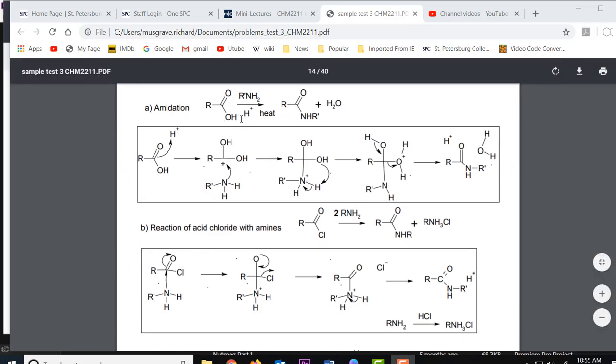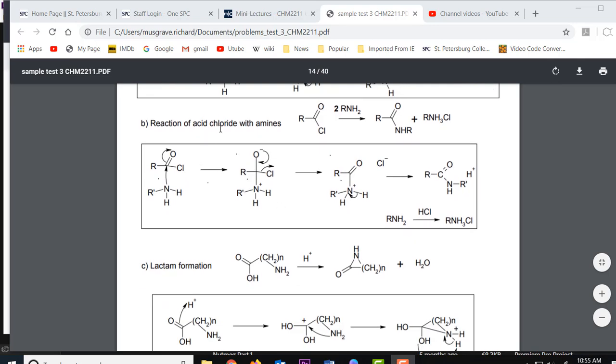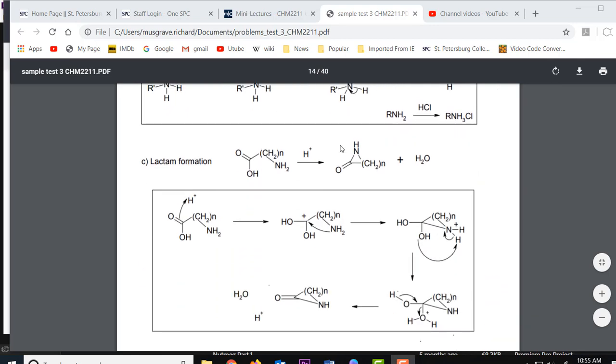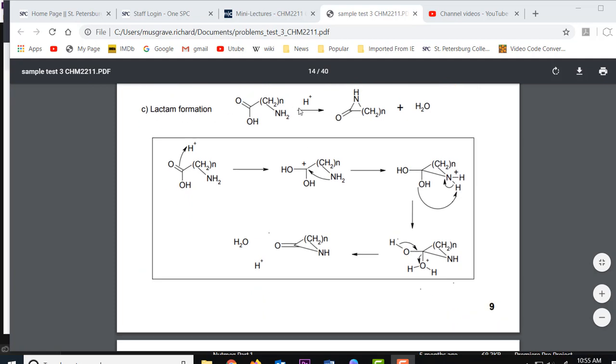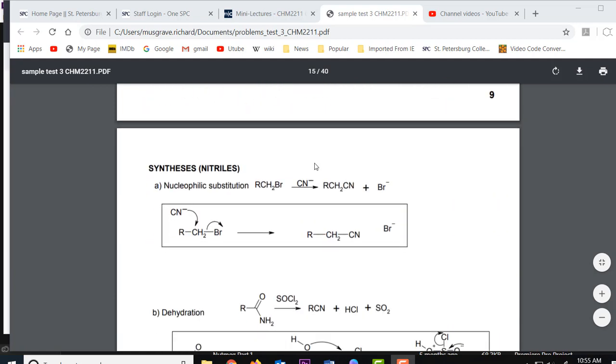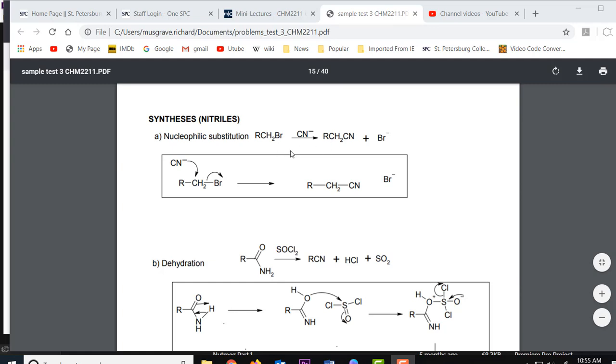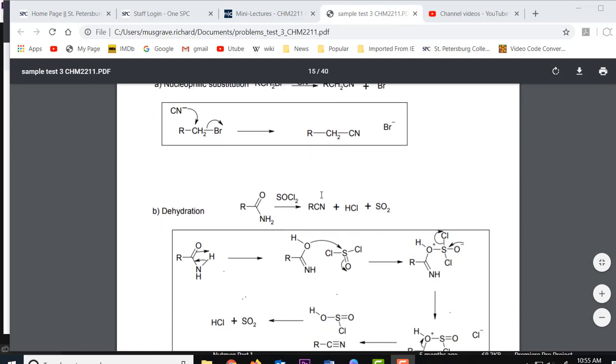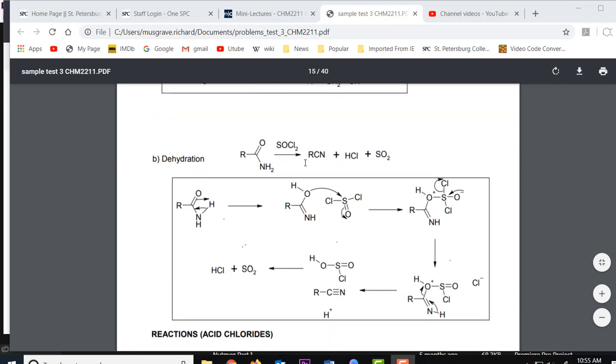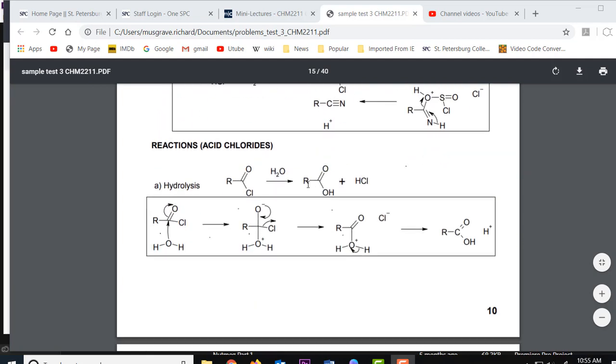Synthesis of amides, that's going to be acidic. You can see the H+ there. The reaction of acid chlorides with amines, that's going to be a neutral type reaction. Lactam formation, that's going to be acidic. Synthesis of nitriles, that's going to be oddball. Dehydration to form nitriles, that's going to be oddball as well.